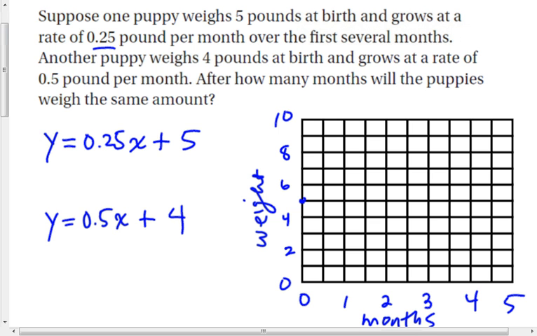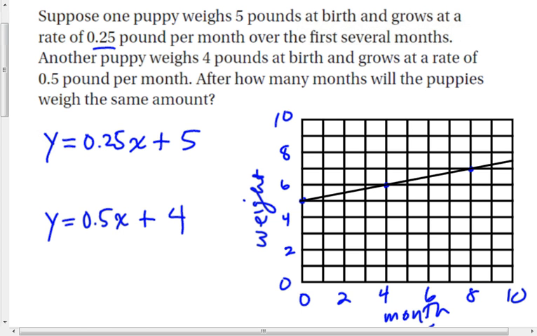So I'm just going to skip out here 4 months. Actually, I'm going to change my scale. See that I should just go by single months. All right. So every 4 months, this puppy will gain a pound. So that will look like that. And I can draw a line to represent that puppy.